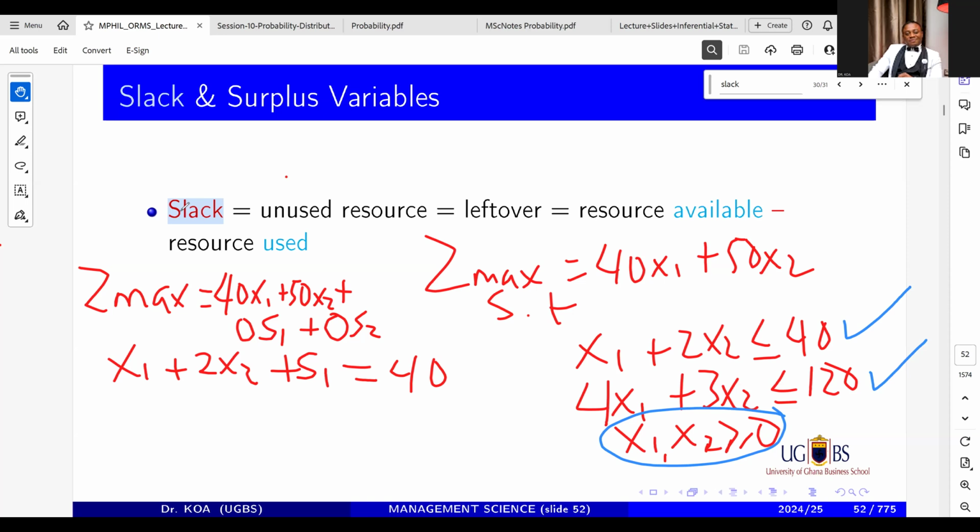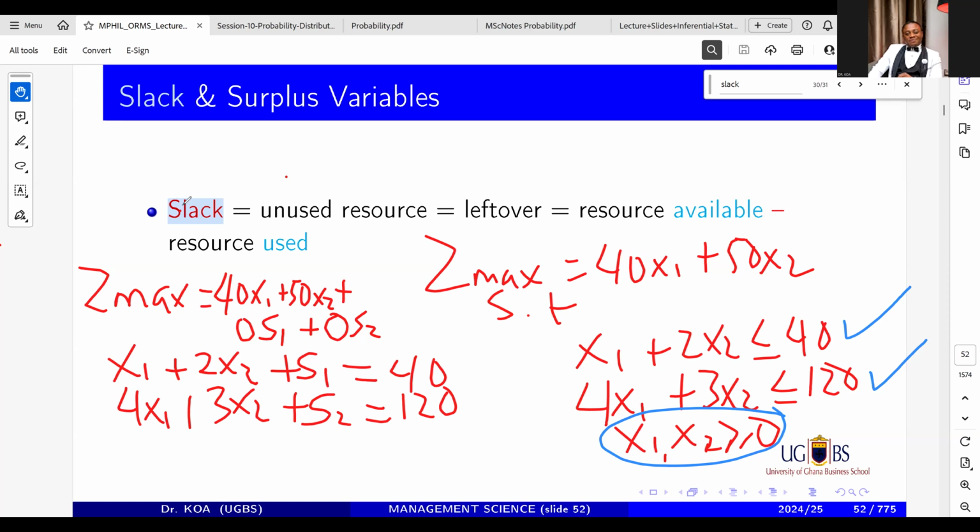We go to the next one, which is 4x1 plus 3x2. And this is equal to 120. The fact that you have introduced the equality sign, and of course, this is the second constraint, so you will now do plus S2, where the S2 stands for constraint number 2. And then you have the equality symbol.